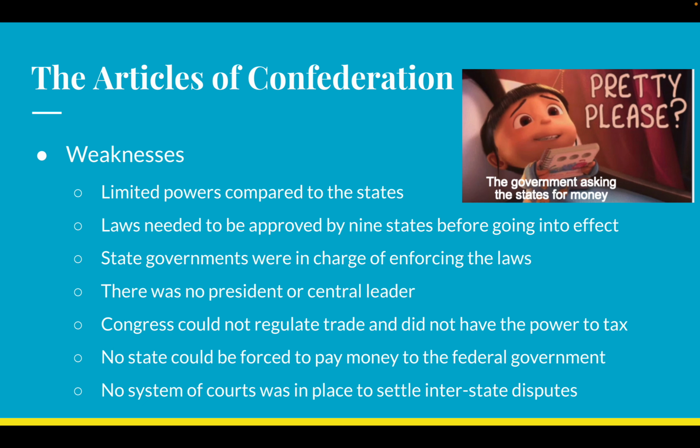Additionally, there's no court system. There's no central court system. Now, Virginia has its state courts. Maryland has its state courts. And they can solve issues between two Virginians or two Marylanders. But the problem is, what if Virginia and Maryland have an issue?